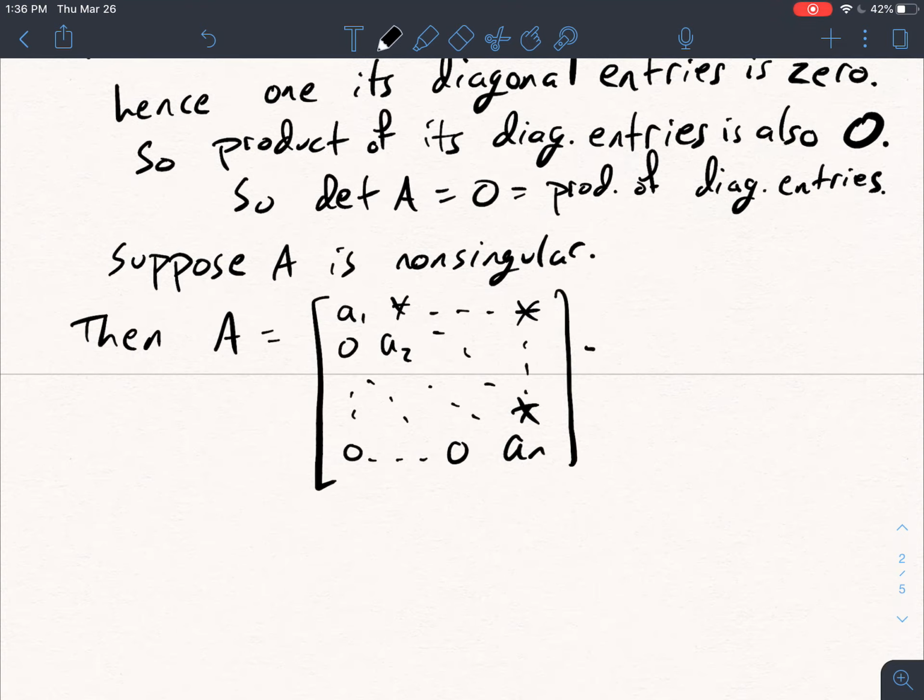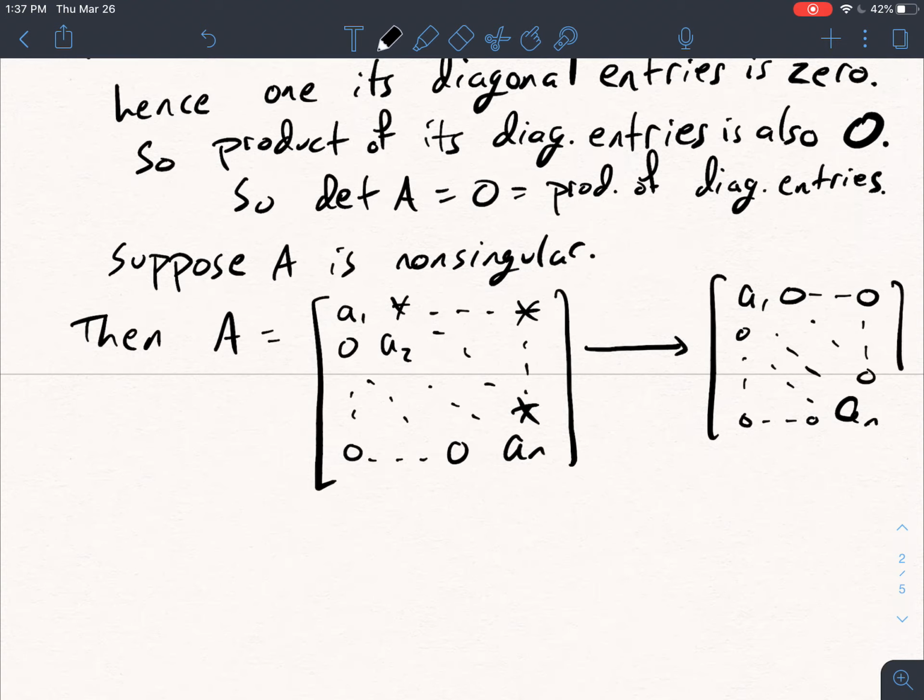What you can do is row operations to take this matrix to the diagonal matrix with the same diagonals, and 0s all below and 0s all above. And the only row operations you have to do are adding k times row i to the rows that are above row i.